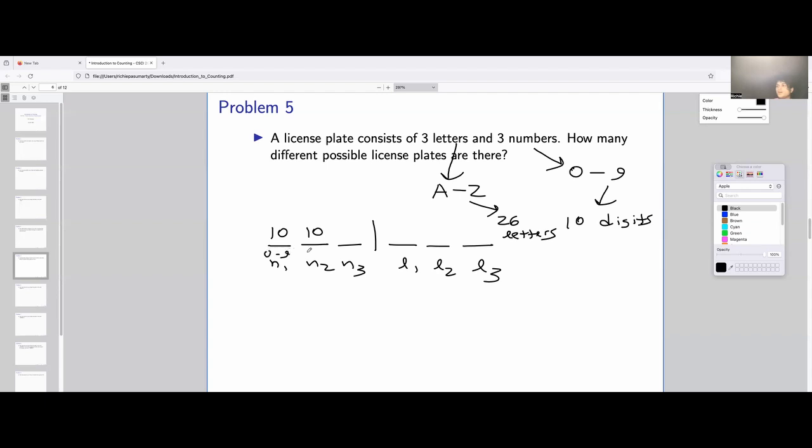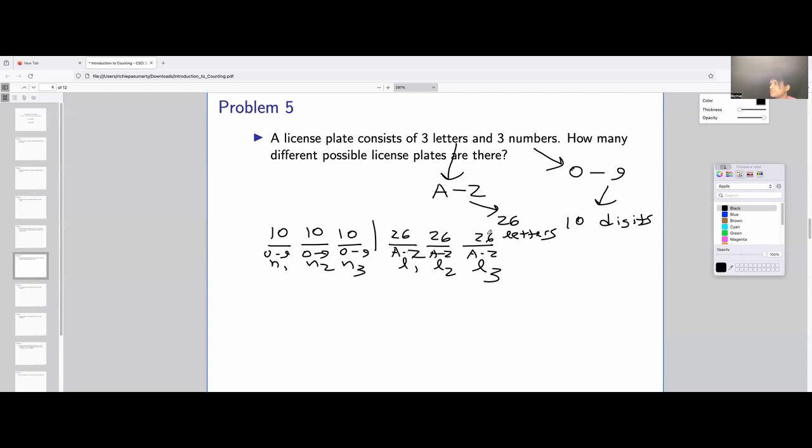So this can be from 0 to 9, this can be from 0 to 9, and this one can be from 0 to 9 too. So there's 10 choices here as well. Okay, now for our letters. The first letter, it can be anything from A to Z. So there's 26 possibilities. Same for the second letter. There's 26 possibilities, and same for the third letter. There's 26 possibilities.